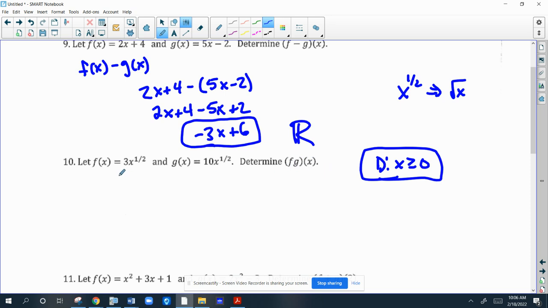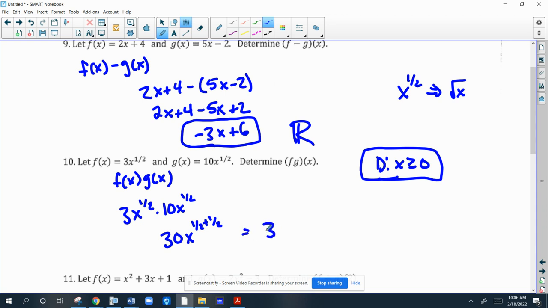This means (f times g)(x), so we have f(x) times g(x). f(x) is 3x to the 1/2 times g(x) is 10x to the 1/2. So it's all multiplication, just multiply what you can. 3 times 10 is 30. x to the 1/2 times x to the 1/2. They're the same base, so you remember to just add the exponents. 1/2 plus 1/2 is 1, so this is 30x to the first. The domain being this.